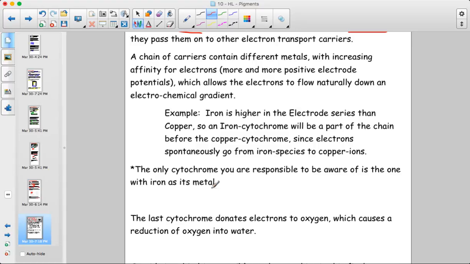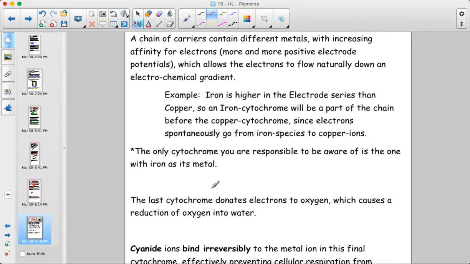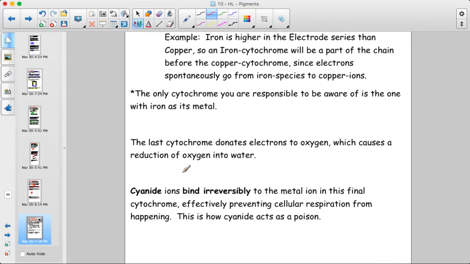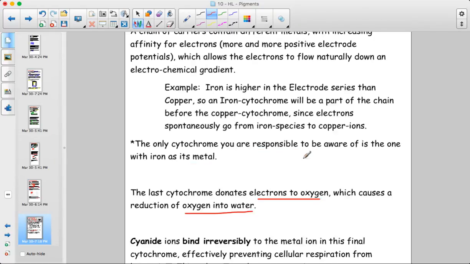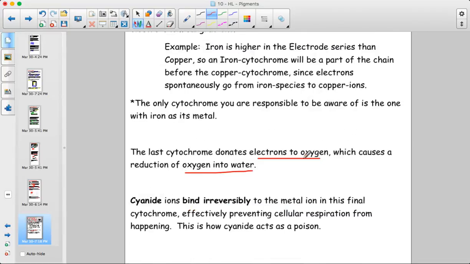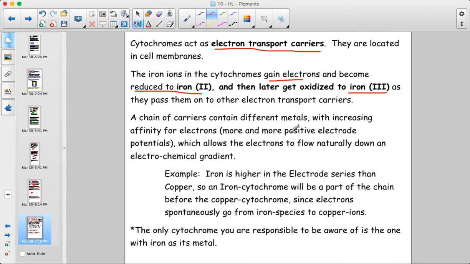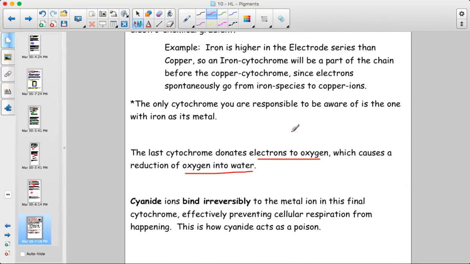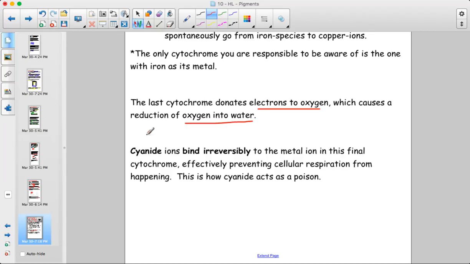But I just thought I would fill that in. The last cytochrome in this chain donates electrons to oxygen, which is what causes oxygen to get reduced to water. So again, this is in respiration. This is in the process of getting energy out of glucose. And so cytochromes are important electron transport carriers in that process.